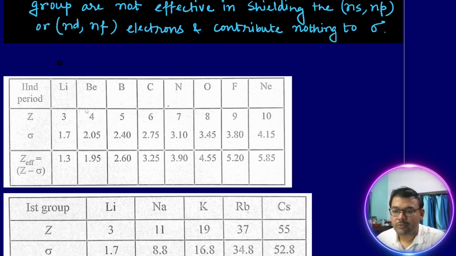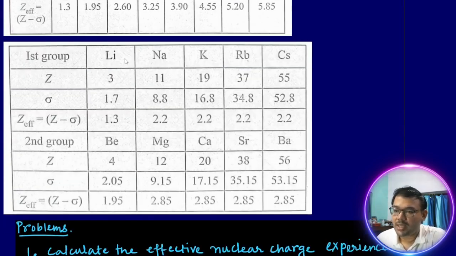While moving from left to right, we are going from metal to non-metal, because lithium and beryllium are in the metallic groups, and while moving from left to right we see that oxygen and fluorine are non-metals. Now, if we move from top to bottom down the group, we see lithium, sodium, potassium, rubidium, cesium. The Z for lithium, actual nuclear charge, is 3, sodium 11, potassium 19, rubidium 37, cesium 55.